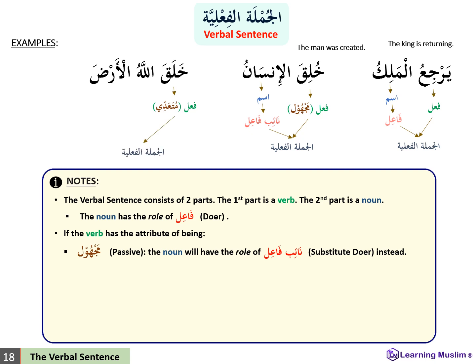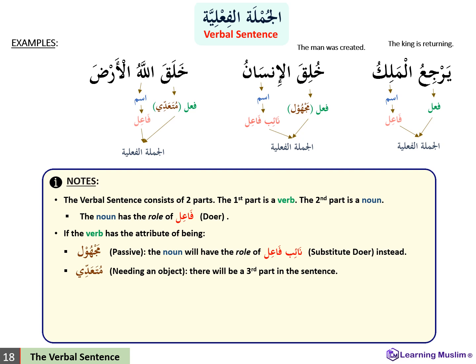Okay. Then the next example, khalaqa, fi'l, and this verb has the attribute of being muta'addi, and the word Allah is the noun following it. So if the verb is muta'addi, then the noun following it will take the role of fa'il, but also there will be a third part in that sentence.